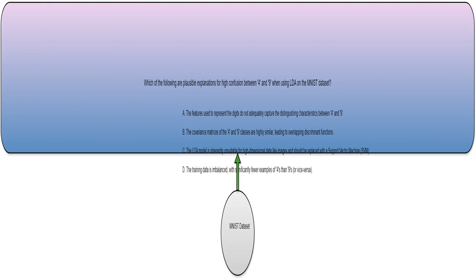This question asks you to identify the reasons why a linear discriminant analysis, LDA, model might struggle to differentiate between the handwritten digits 4 and 9. It's a great chance to check your understanding of LDA's strengths and weaknesses. Let's think critically about the possible explanations provided.